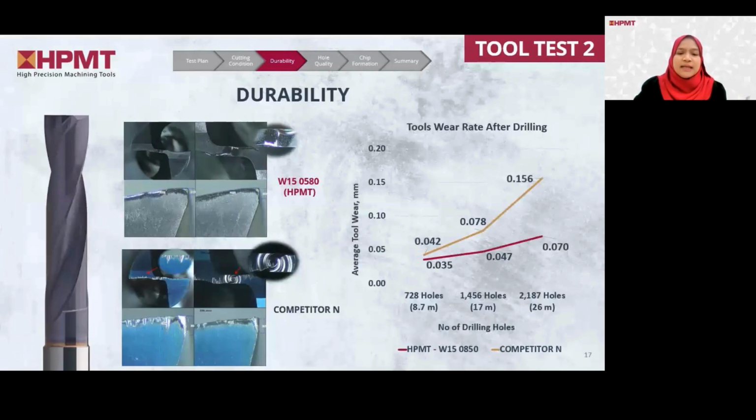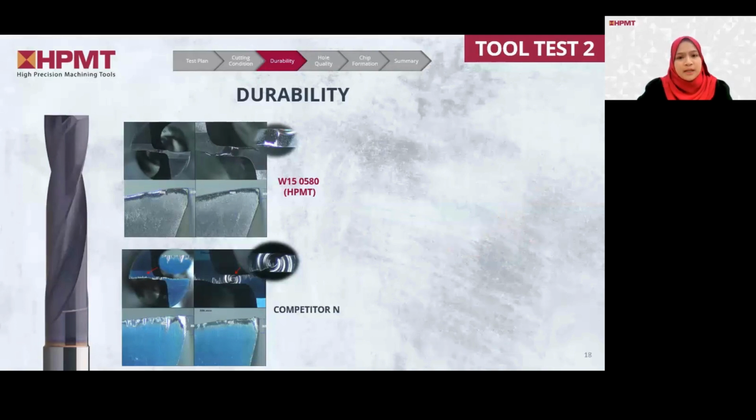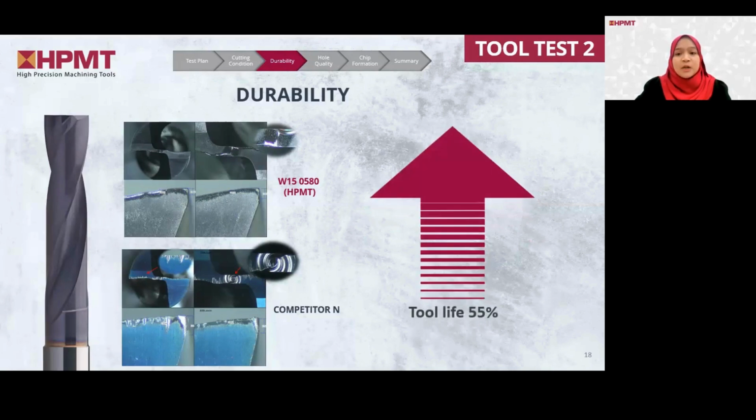As illustrated on the left side, HPMT W15 shows less wear compared to competitor N. The final wear rate of our flat drill was 70 microns, whereas competitor N exhibited a wear rate of 156 microns. Our flat drill consistently shows lower average tool wear compared to competitor N. In comparing the final wear rate, HPMT W15 shows 55% longer tool life compared to competitor N.